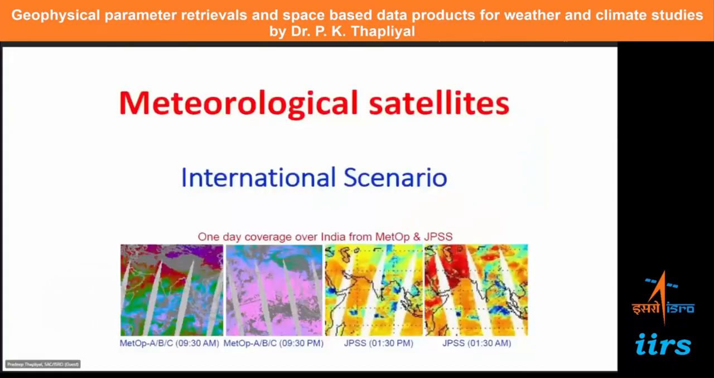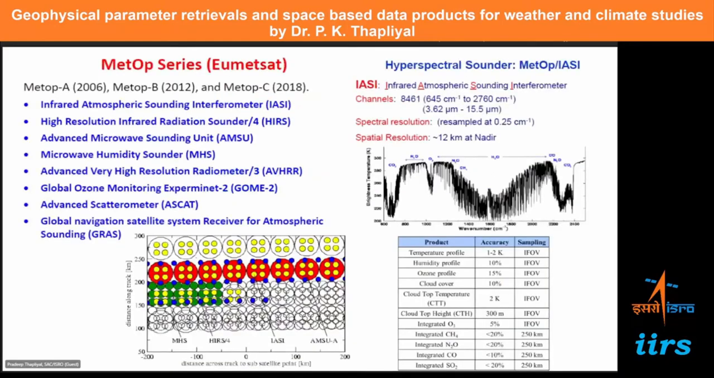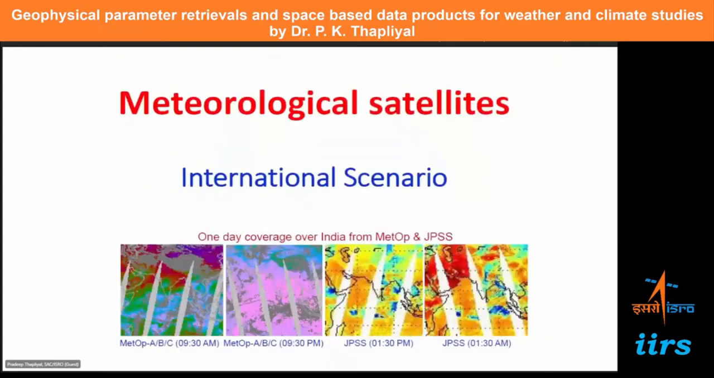A little bit about international satellites, because we do not have so many satellites which can provide you entire information needed for weather prediction. This was one question also in the previous lecture. So we have to make use of global satellites available, as other international agencies also make use of our satellite data. One of the most important data here is from two series of satellites, the METOP series, which is operated by EUMETSAT, and another series is JPSS, Joint Polar Satellite System by NOAA.